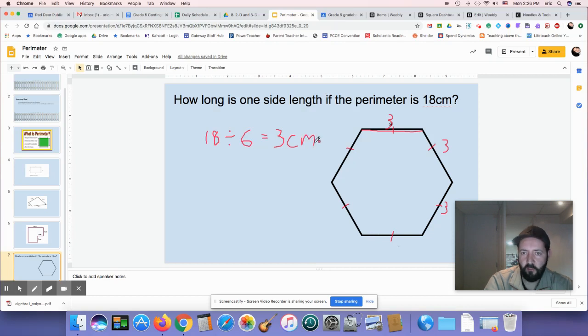So this is going to be a style of question that you're going to come across today as well. So just be familiar with that. That's all for today, guys. Tomorrow we're going to move on from perimeter, and I'm going to teach you a little bit about area.